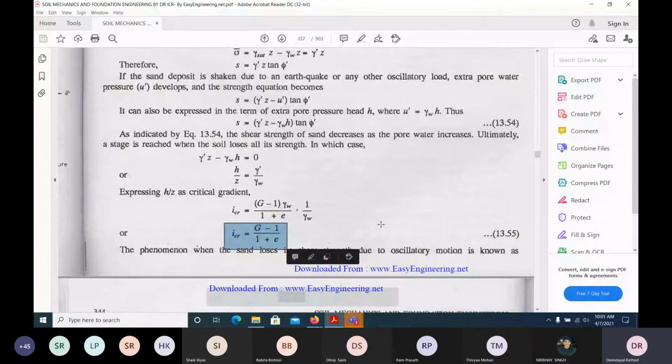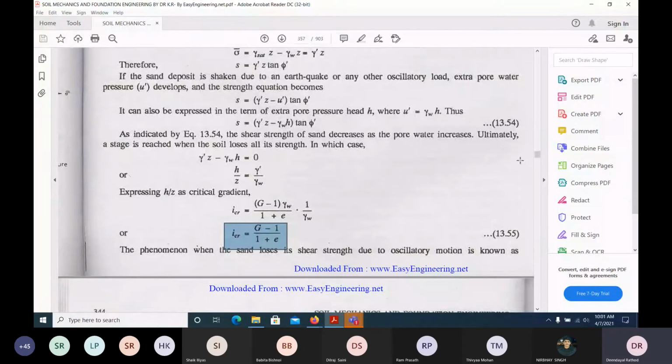This particular equation they will ask in the GATE and other exams. They will give the Z value, they will give the e value, and they will ask us to find out the critical hydraulic gradient with which liquefaction takes place. Then we have to use this equation, (G minus 1) by (1 plus e). You have to get this critical hydraulic gradient for formation of liquefaction. Understand? Now I will show you in the videos how this liquefaction takes place.